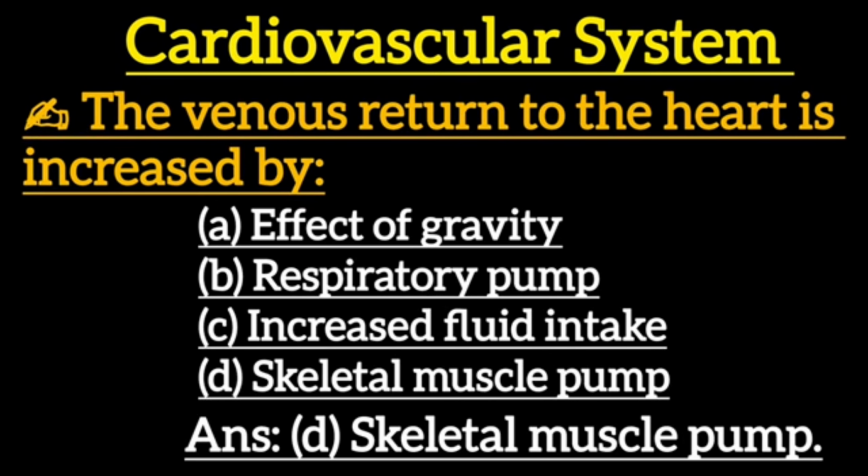Next one is, the venous return to the heart is increased by option A, effect of gravity. Option B, respiratory pump. Option C, increased fluid intake. Option D, skeletal muscle pump. Correct answer is option D, skeletal muscle pump.